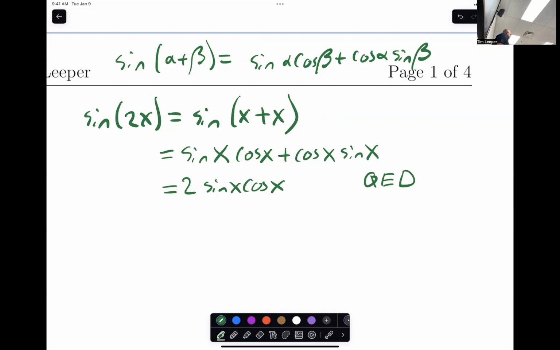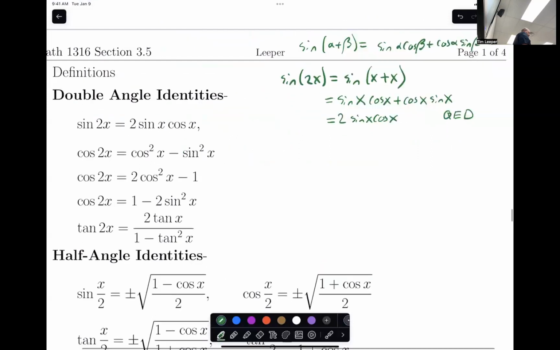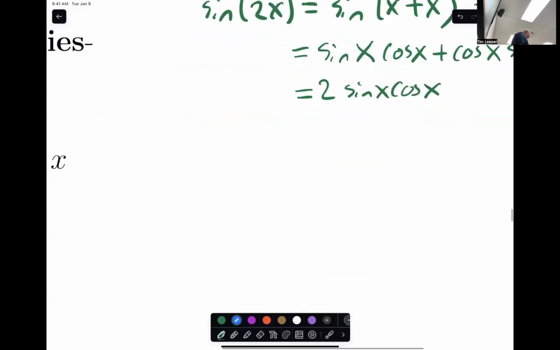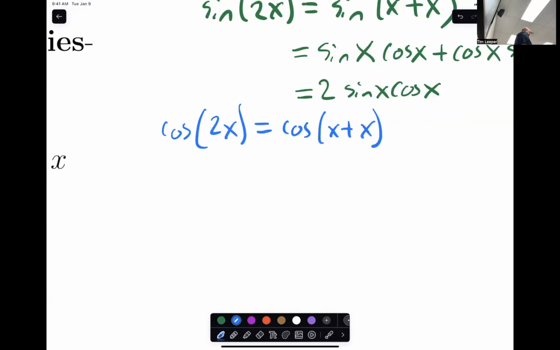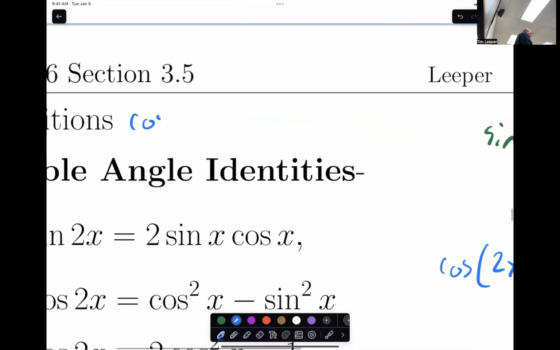So we're okay with that? Not too bad. Good deal. Now let's look at the double angle identity for cosine. So for cosine of 2x, we're going to look at it as cosine of x plus x. Out of curiosity, do you now remember the cosine of a sum formula? Cosine of alpha plus beta.